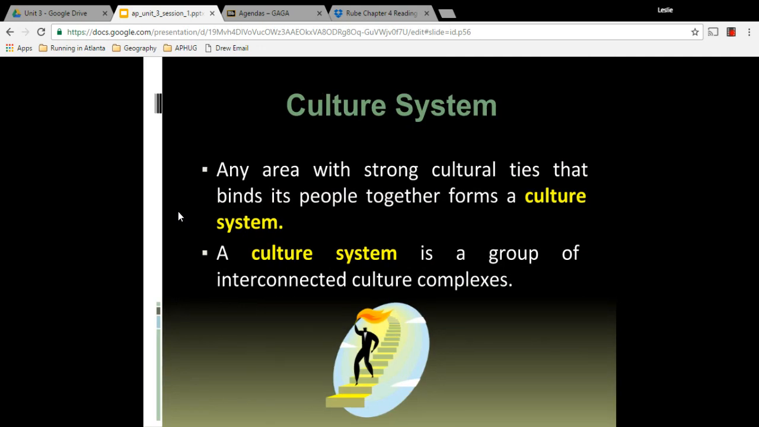So we're going to move on to culture system. An area with a strong cultural tie that binds its people together forms a cultural system. A cultural system is a group of interrelated cultural complexes. So you see, when we started talking about this concept, we started out really small, and now we're growing bigger and bigger, from complexes to system.